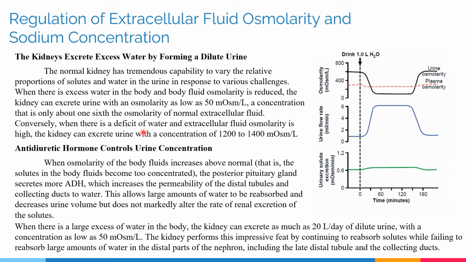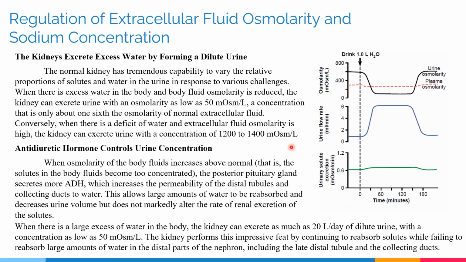Conversely, when there is a deficit of water, extracellular fluid osmolarity is high. The kidney can excrete urine with a concentration of 1200 to 1400 milliosmoles per liter. Thus, as and when required, the kidney can excrete a huge amount of water, producing a very dilute urine with osmolarity as low as 50 milliosmoles per liter, but excreted at a large volume. And thus, we have removal of water from the body fluids themselves.